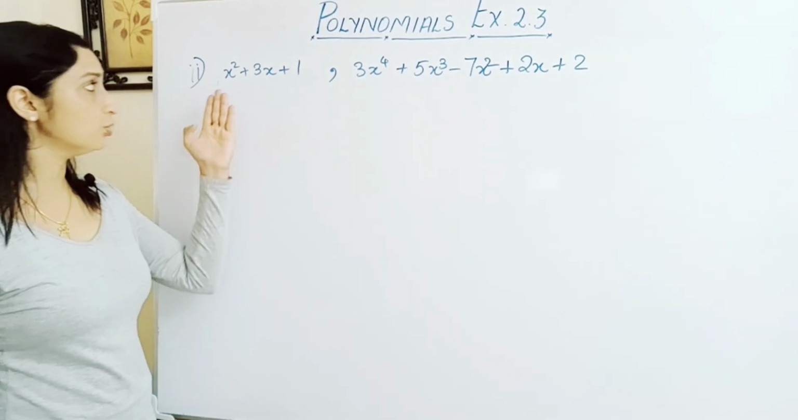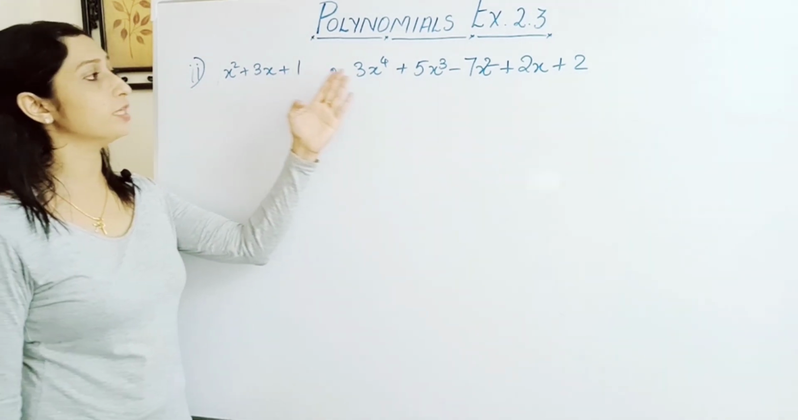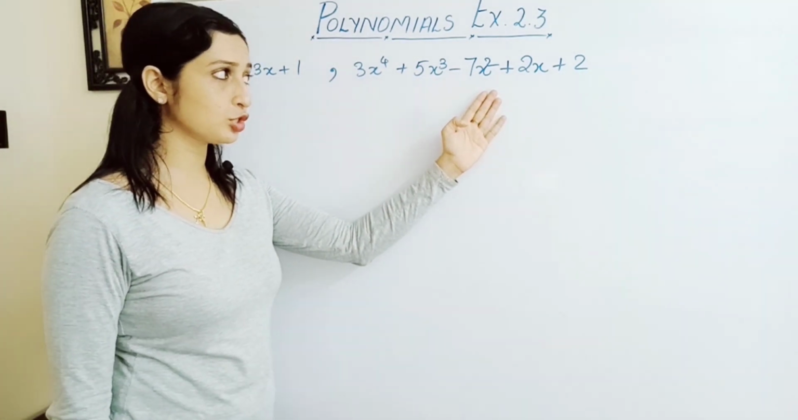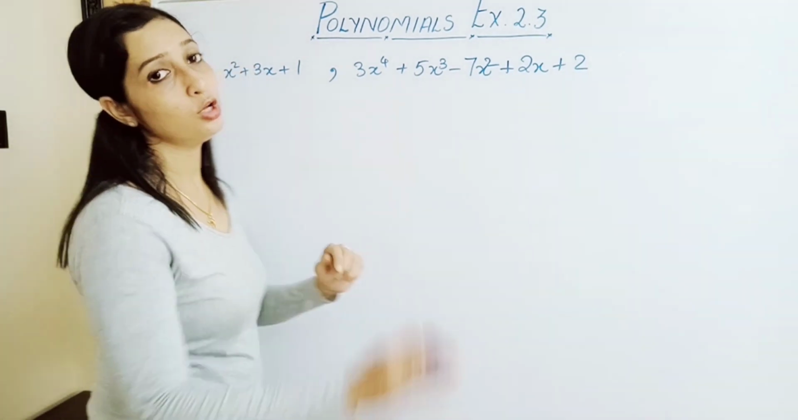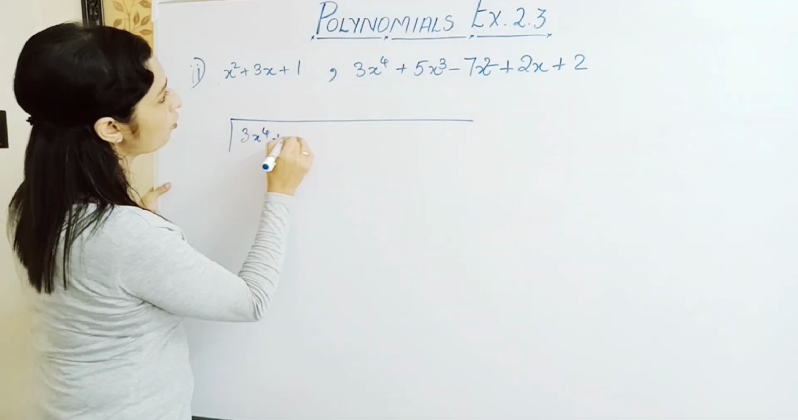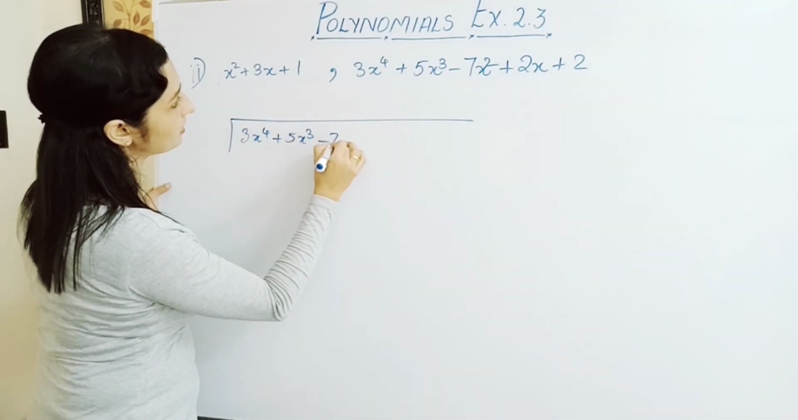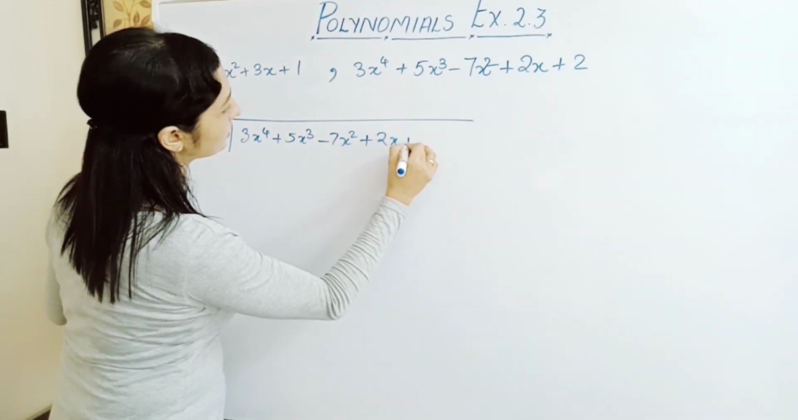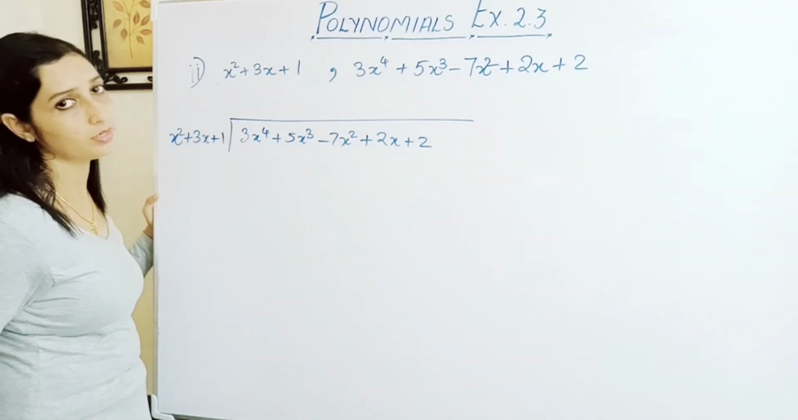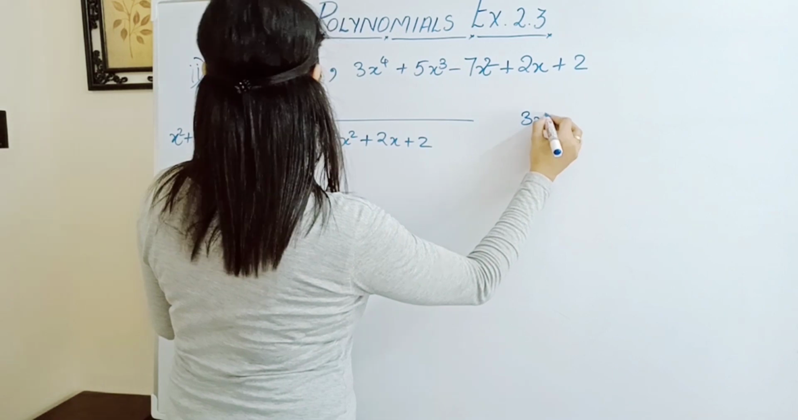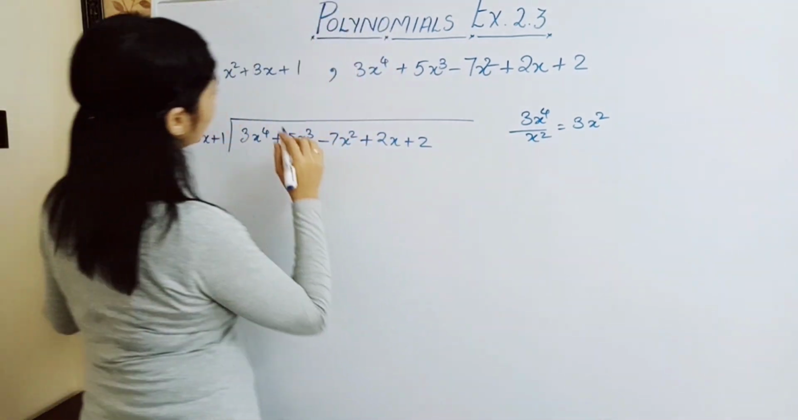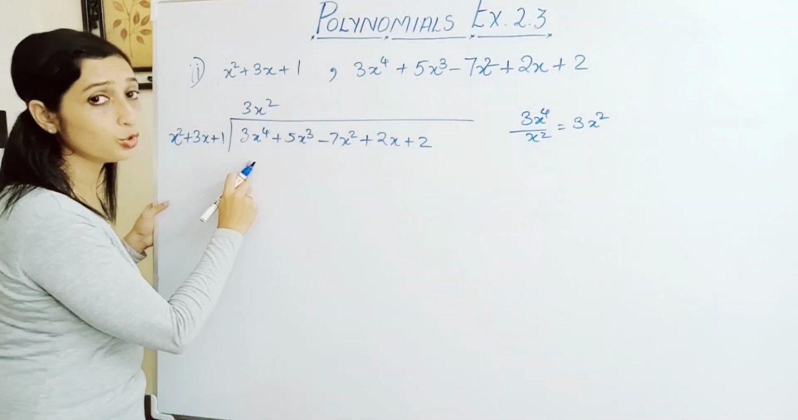Now this is our part 2, which is x square plus 3x plus 1, and the other polynomial is 3x raised to 4 plus 5x cube minus 7x square plus 2x plus 2. So let's start our division. We write the dividend, which is 3x raised to 4 plus 5x cube minus 7x square plus 2x plus 2, and the divisor is x square plus 3x plus 1. So let's find out the first term, which is 3x raised to 4 by x square. You get 3x square. So you write 3x square here.